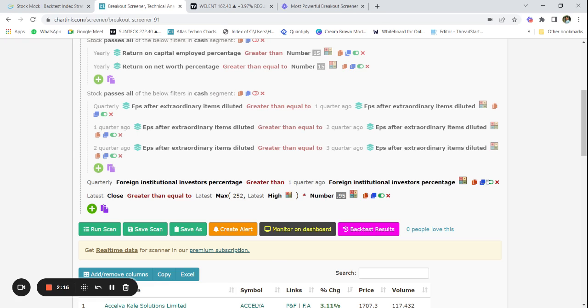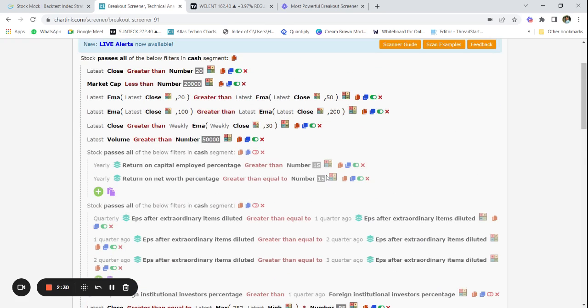Now I can disable this filter if I do not want to look for stocks where FIIs have increased the stake. I can just click on this and disable it, and you can see that it has been disabled. Now the importance of the screener is that we are looking to buy stocks that are near the 52-week high, and we are going to buy those stocks that are just about to break out. So I'm going to show you the entire process of how to select a stock.